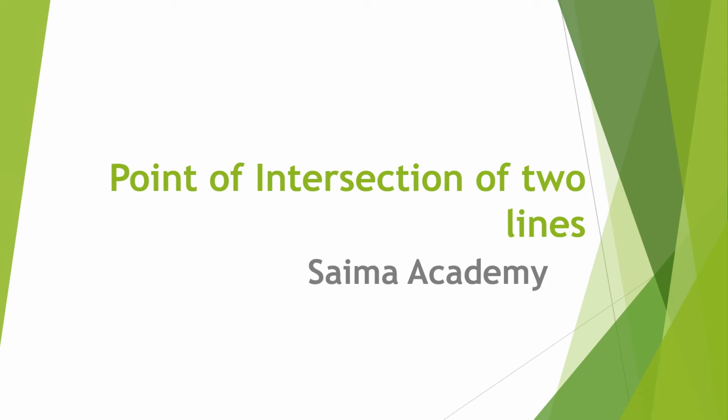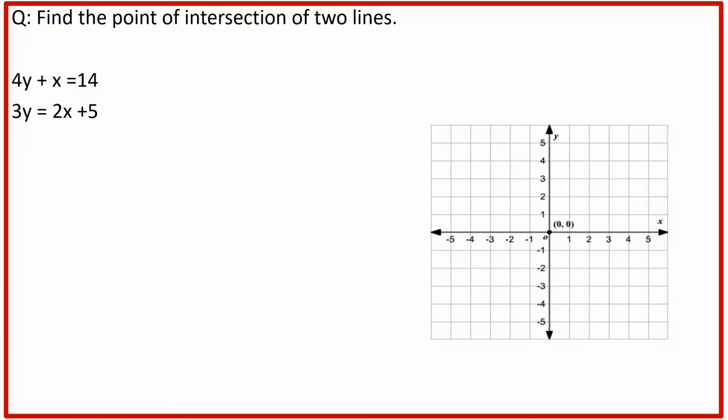In this lesson, we will discuss the point of intersection of two lines. The question is: find the point of intersection of two lines. These are two equations of lines. We have to find the point where the lines 4y + x = 14 and 3y = 2x + 5 intersect each other. We must find the point whose coordinates x and y satisfy both of these equations.